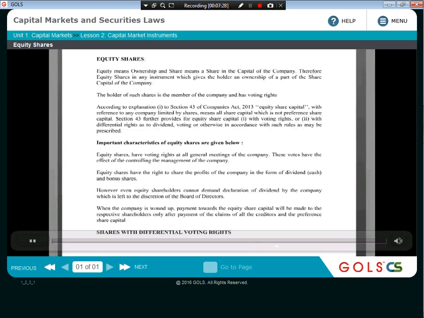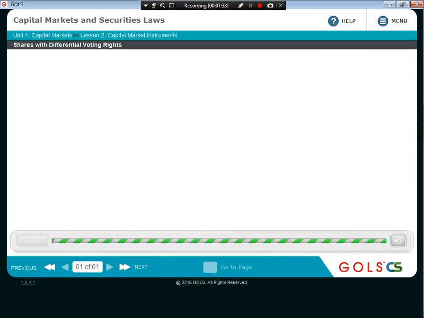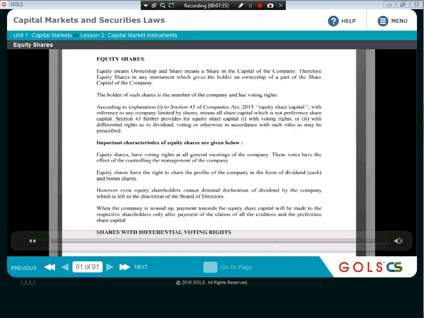They have a right to share in the profits. When a company declares dividends, what is dividend? Dividend is nothing but the distribution of profits by the company. In that they have a right to have the share. However, they cannot demand that the company declares dividend. That is left to the board of directors whether they want to or they don't want to declare a dividend. That shareholders can't tell you.